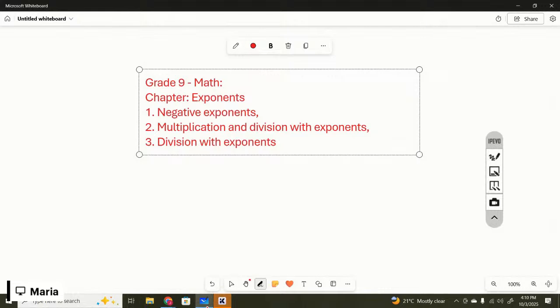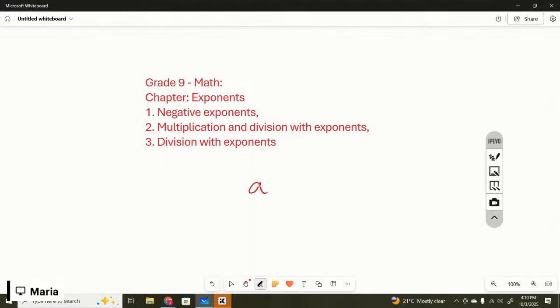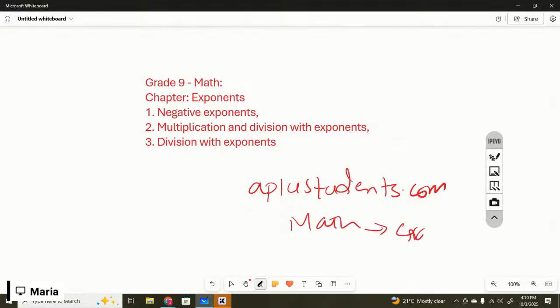You can find all the lessons on aplusstudents.com. You have to log in there using your email address and the password provided by the administrator. Then you have to select math from the subject tab, scroll down to grade 9 math, and then click on view all lessons.